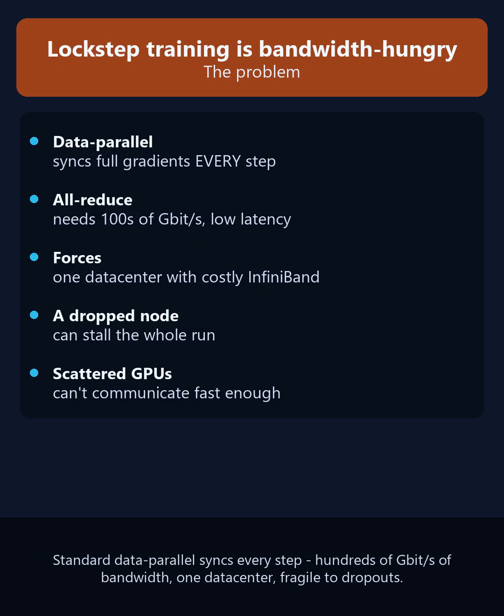Start with the pain. Standard data parallel training keeps every worker in lockstep. After each mini-batch, all of them exchange full gradients through an all-reduce, so a large model needs hundreds of gigabits per second of bandwidth and very low latency. That forces you into one data center with expensive InfiniBand links. If a node drops out, the whole run stalls. Spare GPUs scattered across the world are useless because they simply cannot communicate fast enough.